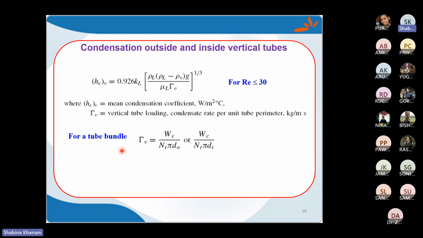For tube bundle you need to consider this tube loading differently, like here I am having WC by NT pi D naught or WC by NT pi DI. So this DI and D naught will depend on which side you are considering the condensation to happen, either outside the tube or inside the tube, or either shell side or tube side. So for tube bundle it is like this. Reynolds number you can calculate by this expression.